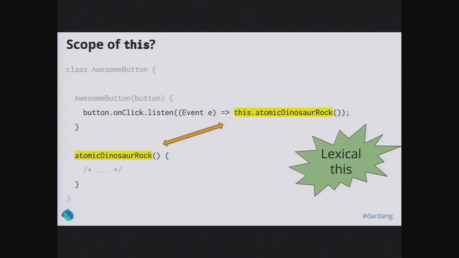Speaking of lexical scope, even this is lexically scoped in Dart. This is one of the things that totally tripped me up earlier. Here's a class, awesome button, and in its constructor, you set up a click handler. And when the button is clicked, call this.atomic dinosaur rock. Well, what is this at this point? The lexically scoped this. That is an instance of awesome button. You give most people this code, and they will tell you what method this is calling on, which is, I think, a pretty big improvement.